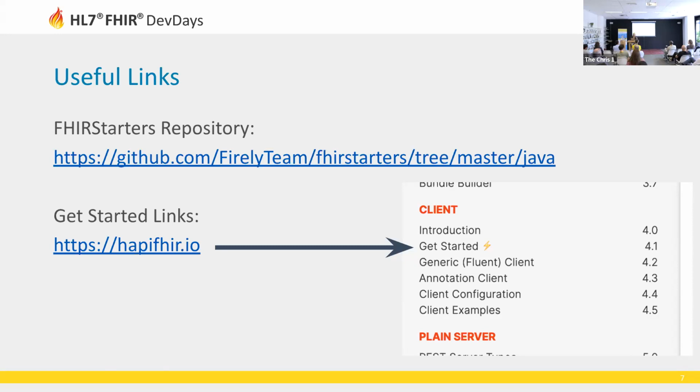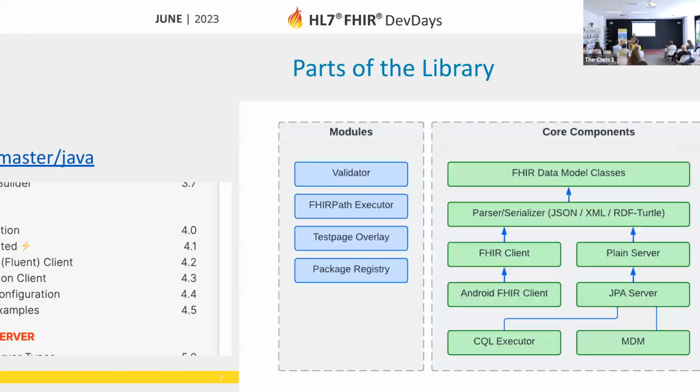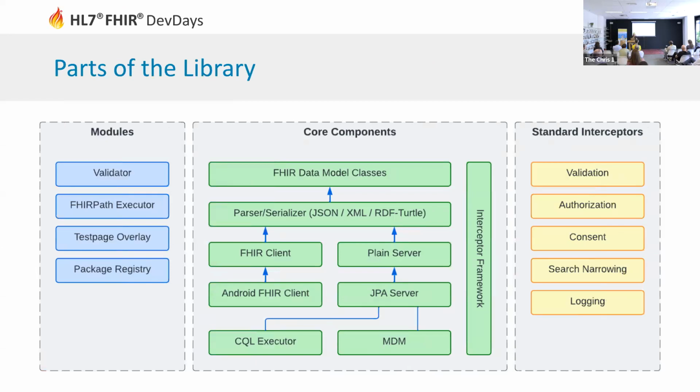So if you want to play with clients, if you want to build plain servers or JPA servers, and I'll tell you what that means in just a second, there are starter projects for all of them, and they're all linked from the Get Started link on the website. And really, if you wanted to leave now, that's the most important thing I have to say. You can tune the rest of this out if you want, because you know where the starter project is. This is our diagram of the modules of the library.